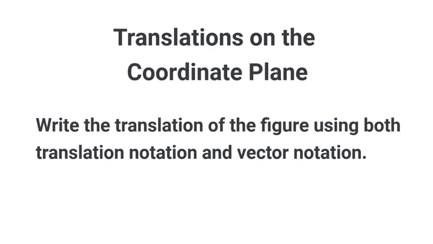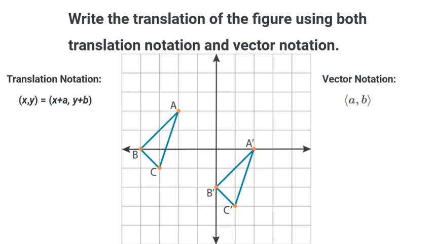Your directions will say, write the translation of the figure using both translation notation and vector notation. So we have two things to accomplish. Looking at our example, translation notation looks like this: two parentheses, (x, y) is going to equal (x + a, y + b). A and b are the values of how far we're going to translate. So that's basically the first thing we need to do.